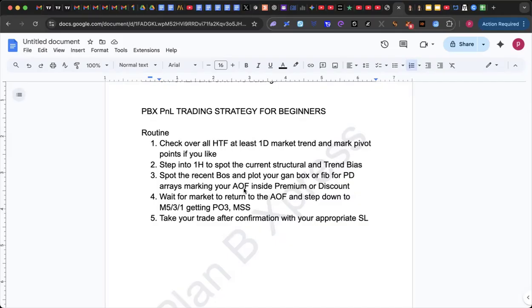Then mark your AOF, that is area of focus, inside premium or discount. If the market is in an uptrend, you want to see your area of focus at the discount. If the market is in a downtrend, you want to see it at the premium. I'm going to do that practically now.